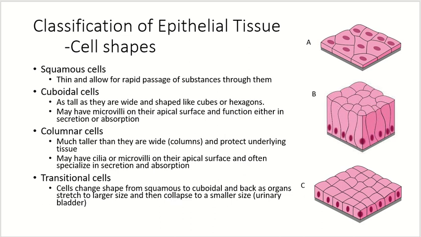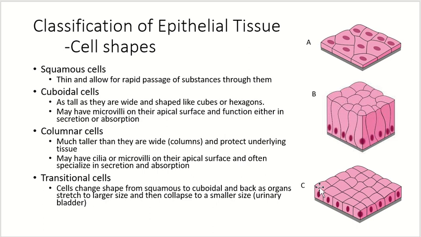We then have something called a transitional cell. And these guys are kind of unique. So these are going to change in shape depending on the status of the organ. So these cells can look like either a squamous cell or a more cuboidal cell, depending on the stretch that's being applied to the organ.